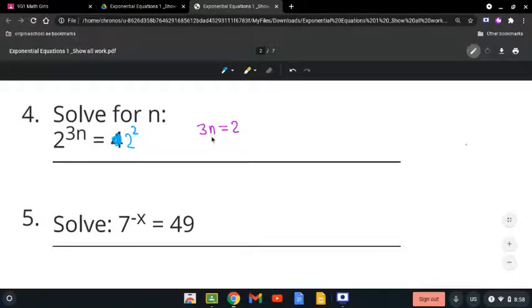Now we want to leave n alone, and by doing that we have to divide both sides by 3. So here is going to be 3 and here is going to be 3. So now the answer here is 2 over 3. You can write it as a decimal, it's totally fine, it's just the same thing. So now the answer is n equals 2 over 3.